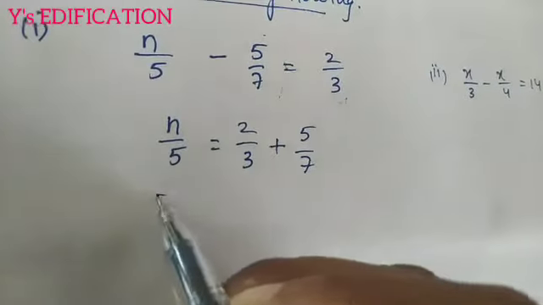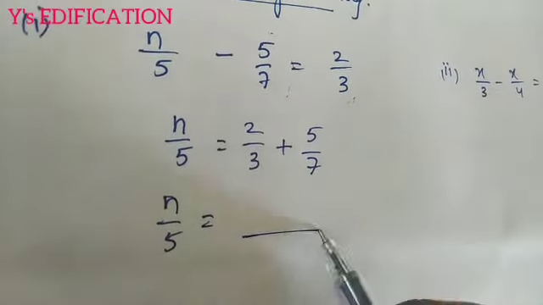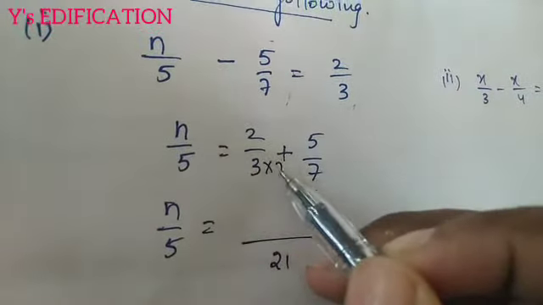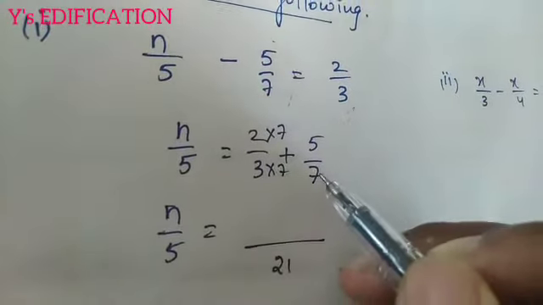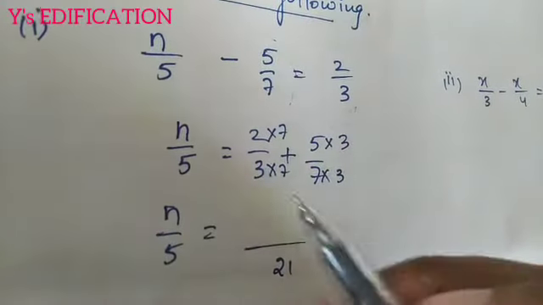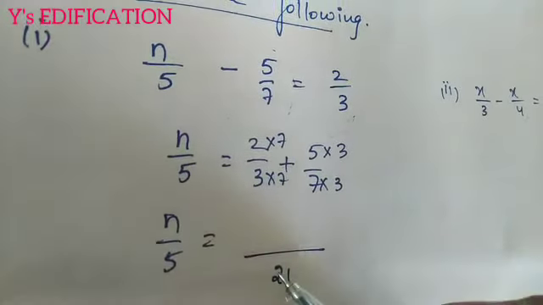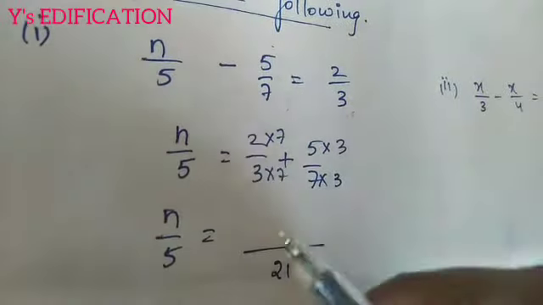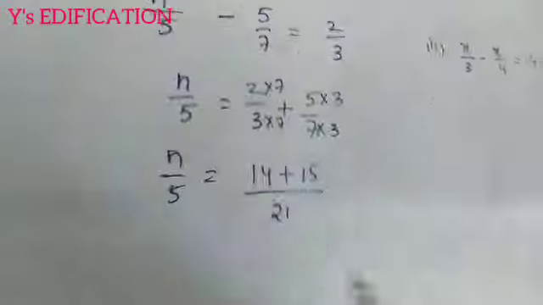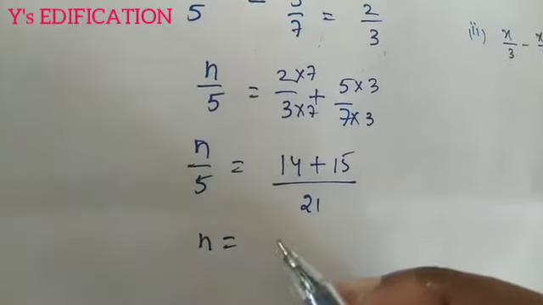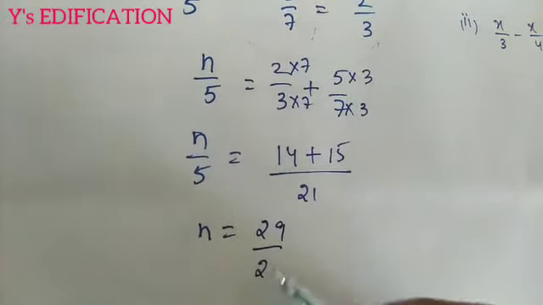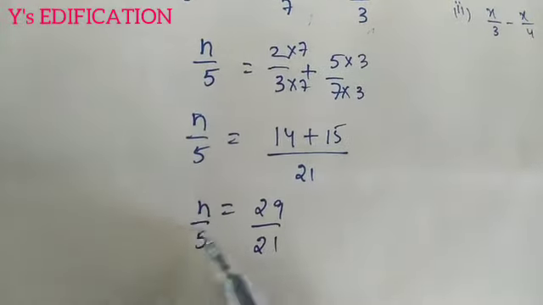So n by 5 is equal to, take the LCM for 7 and 3, which is 21. So we have to multiply this number with 7 and this number with 3. Why? Because the denominator should be 21. So 7 into 3 is 21, 7 into 3 is 21. So 2 into 7 is 14 plus 5 into 3 is 15. Now n by 5 is equal to 14 plus 15 over 21, it's 29 by 21.